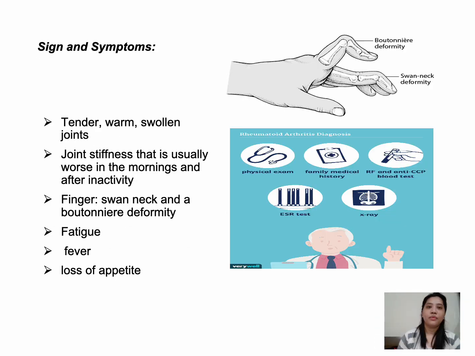That's it. Regarding the signs and symptoms of rheumatoid arthritis, they are the following: tender, warm, swollen joints, and joint stiffness that is usually worse in the morning and after inactivity or at rest. Regarding the fingers, there is swan neck or boutonniere deformity, as you can see in the photo, fatigue, fever, and loss of appetite. Regarding the diagnostic tests, they are getting the family history, physical exam, laboratory tests such as rheumatoid factor, ESR or erythrocyte sedimentation rate, CRP, and also images such as chest X-ray.